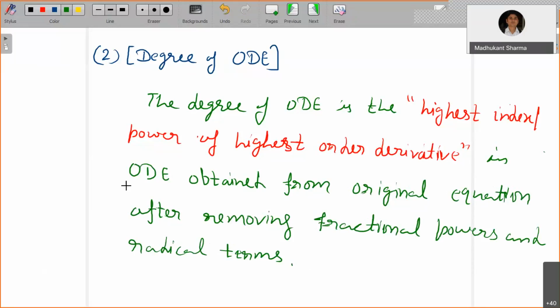Okay, so in an ODE obtained from the original equation, which is given after removing fractional powers and radical terms, let me now decide from the first question itself how we will be able to decide the degree of the ordinary differential equation. I hope you are now comfortable with what we mean by fractional power and radical terms.